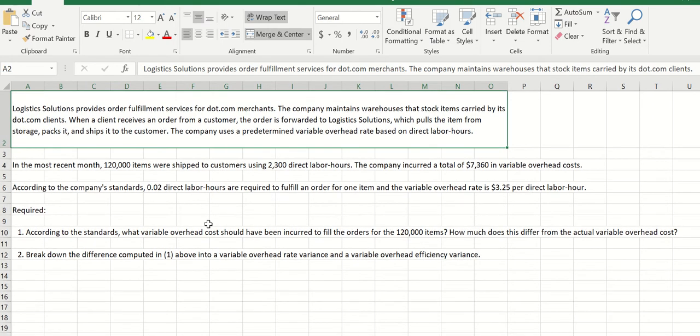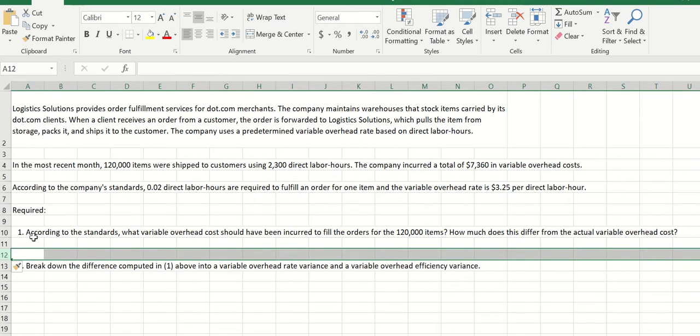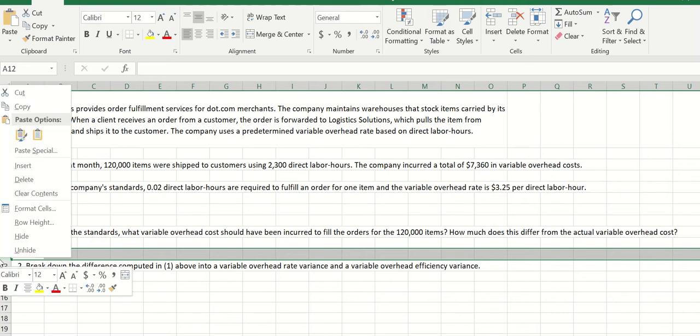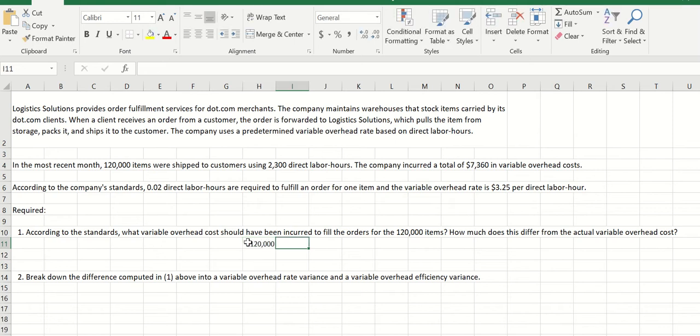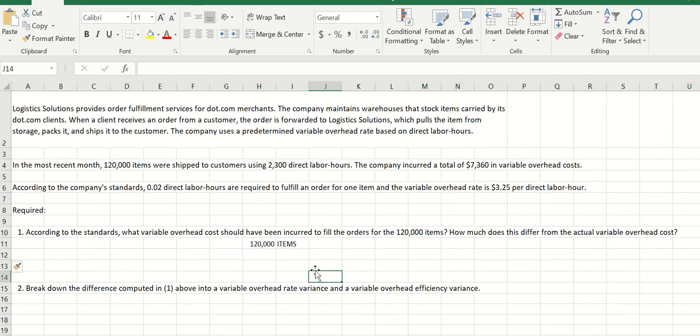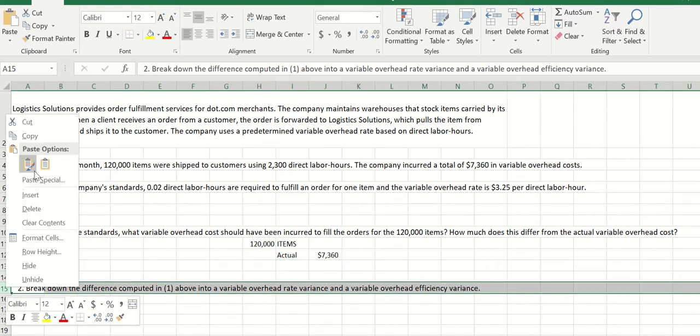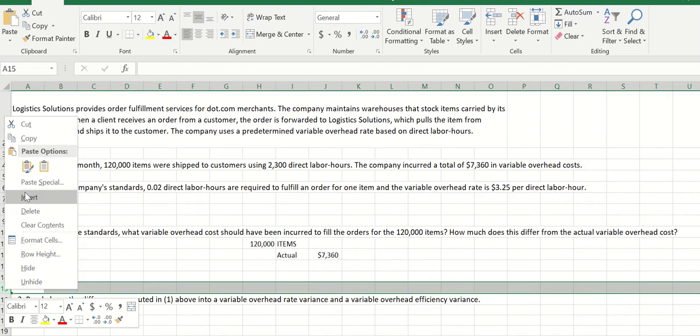And then they describe their standards. 0.02 direct labor hours are required to fulfill an order for one item, and the variable overhead rate is $3.25 per direct labor hour. So according to the standards, what variable overhead cost should have been incurred to fill the orders for 120,000 items? I like to have that right at the top. And then they said actual was 7,360. And now I wanted to know how much my standards are telling me I should be using in dollars.